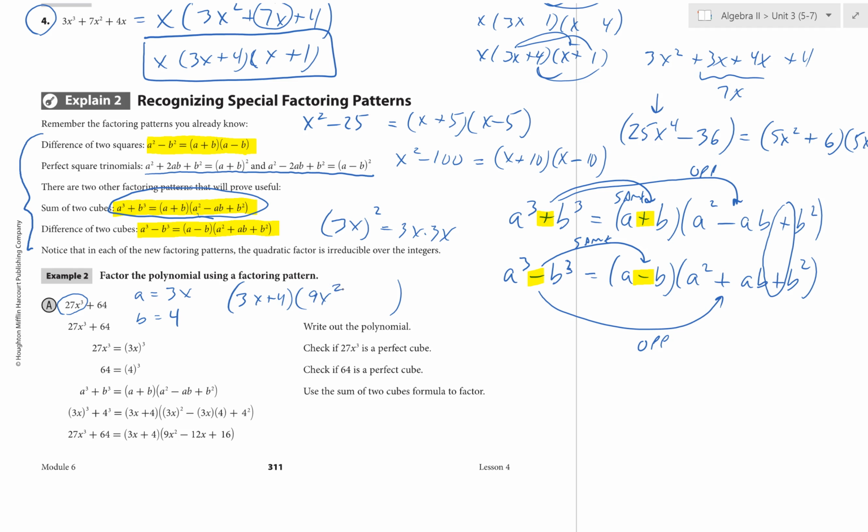9x squared. Okay? And then when it says A times B, Tulu, what should I write? It should be 3 times 4, so 12x. And then it says B squared. Joseph, what should I write? 16. So that's using a sum of cubes formula to factor that sum of cubes. Okay?